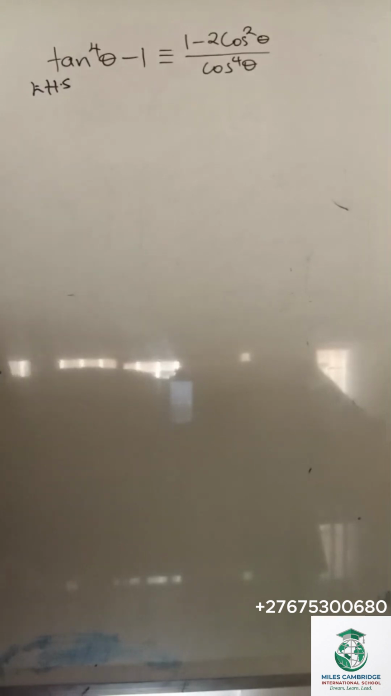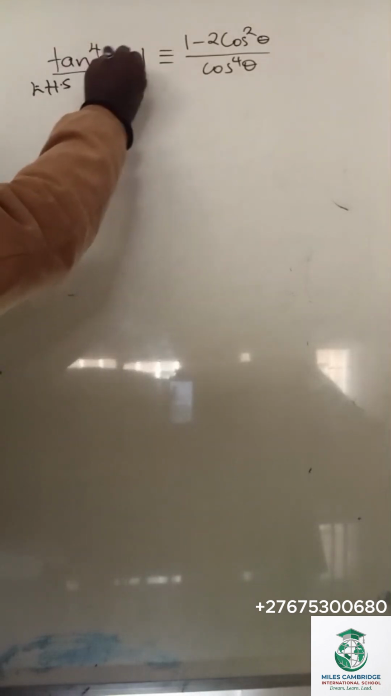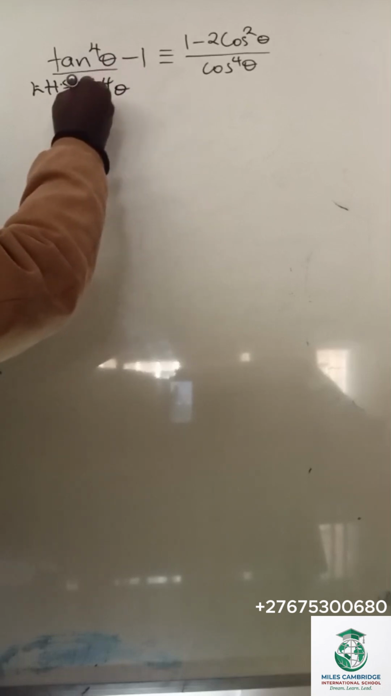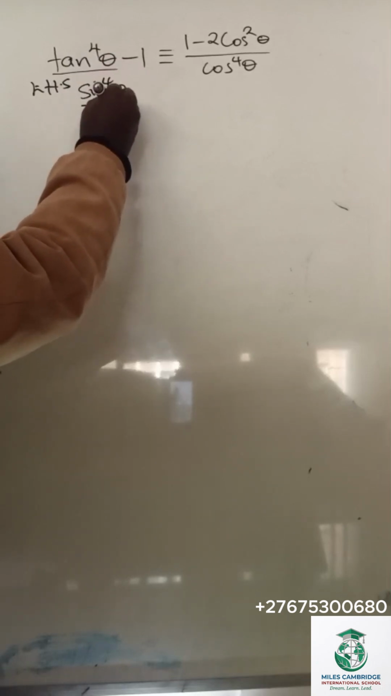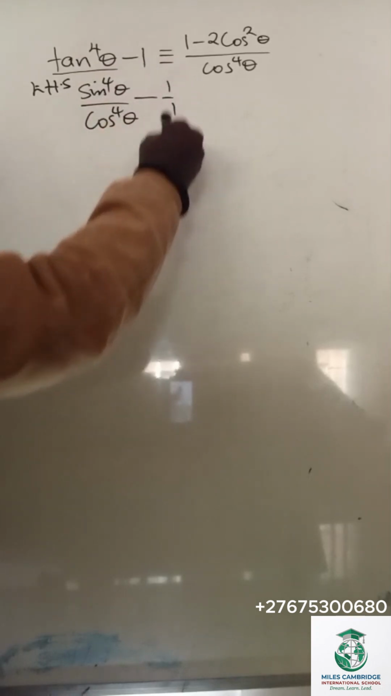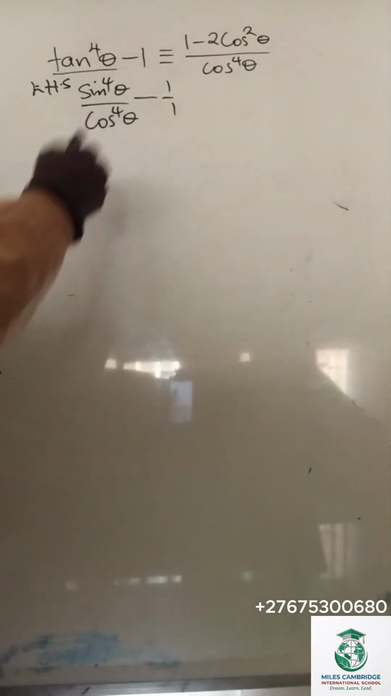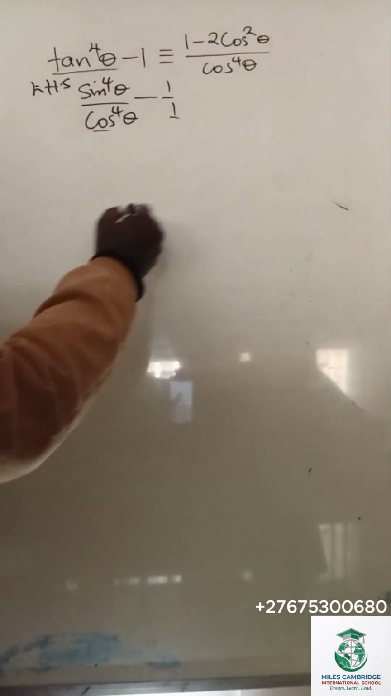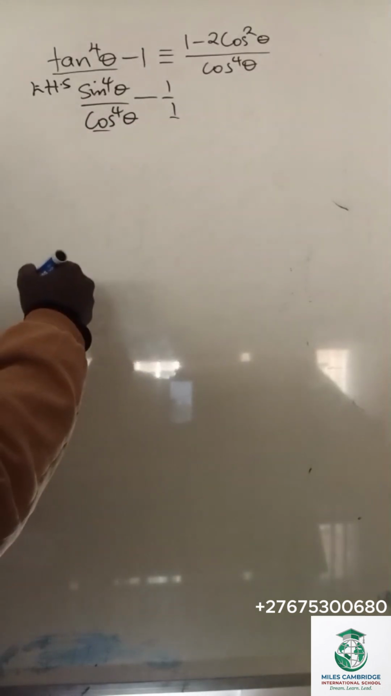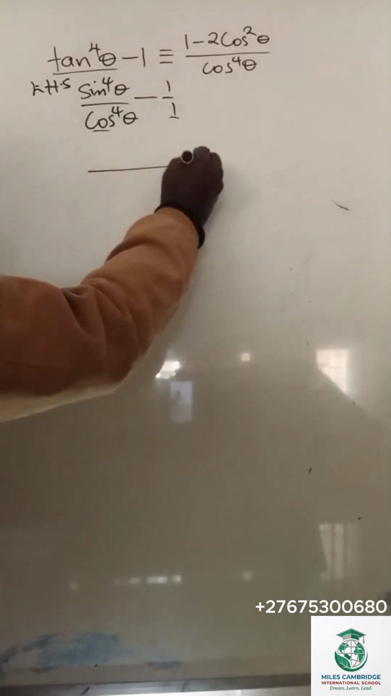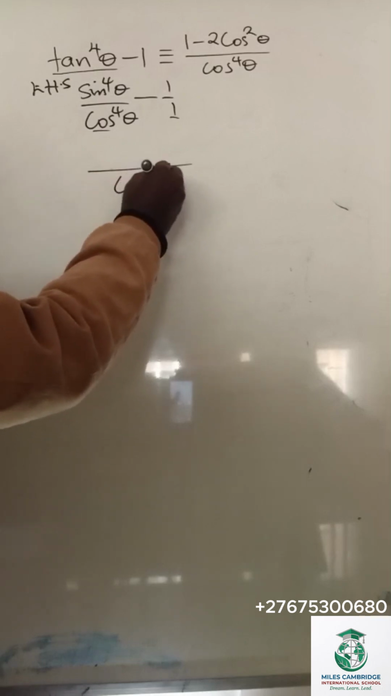We know that tan θ is equal to sin θ over cos θ. So tan⁴θ is sin⁴θ over cos⁴θ, minus 1 over 1. Now, how do we subtract these two fractions? Obviously, we need the lowest common denominator for cos⁴θ and 1, which is cos⁴θ.